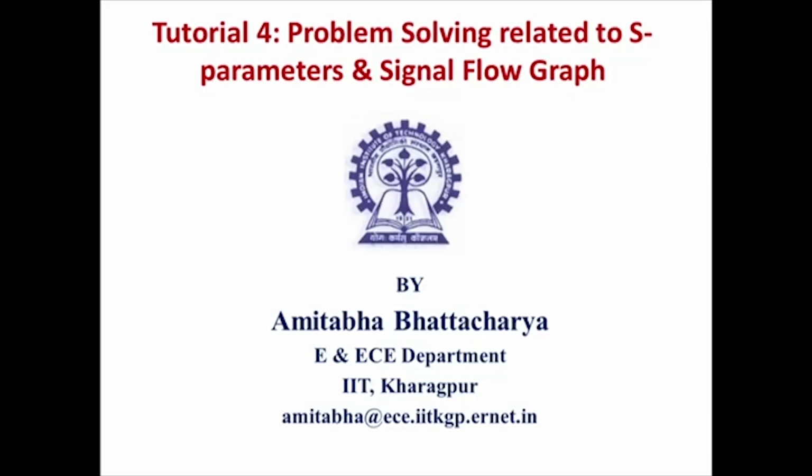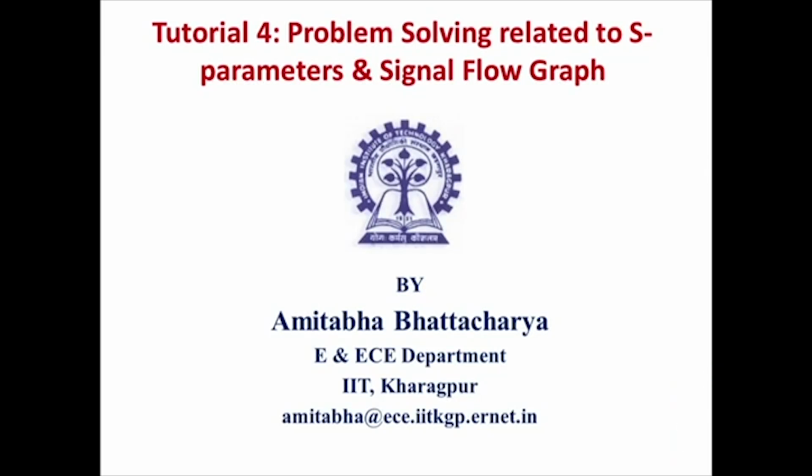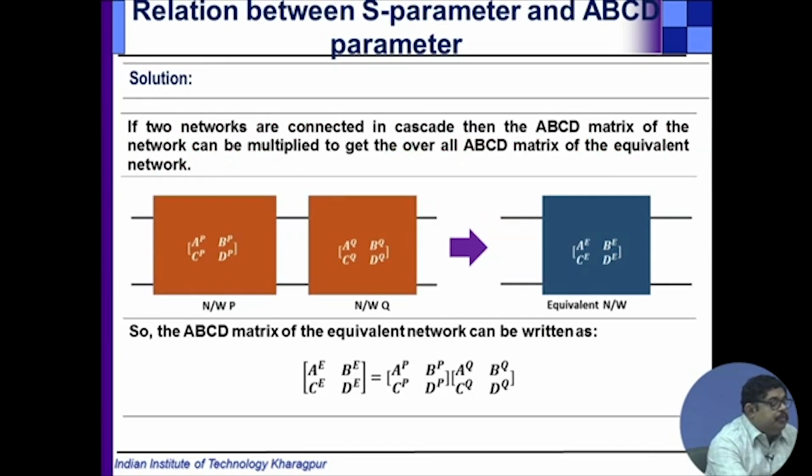Welcome to the last lecture of this course, the last tutorial also, tutorial 4. We will solve some S parameter problems and signal flow graph problems. The first problem: find the overall S parameter of the cascaded network given below. Obviously, there are two networks, one T network cascaded with a pi network. Values are given, characteristic impedance is 50 ohm.